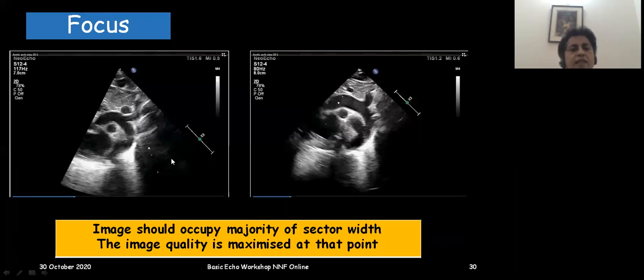So here is an image on the left. The image should occupy, now on the right, it occupies a majority of the sector width, and that is what one should attempt to do. You should modulate or change your sector width, so that your object of interest is covering a majority part of it, and the image quality is maximized at that point in time. So you have a focus button which could do that.